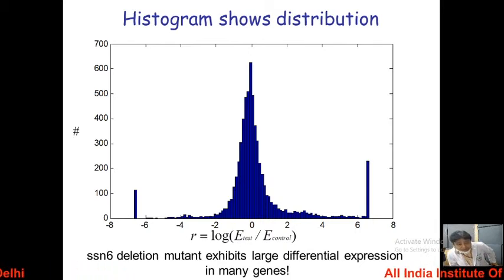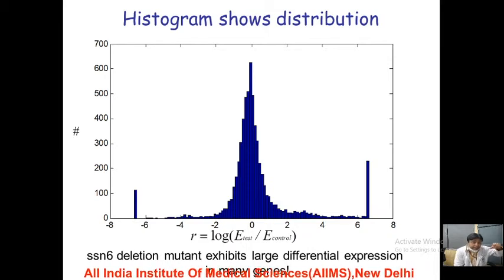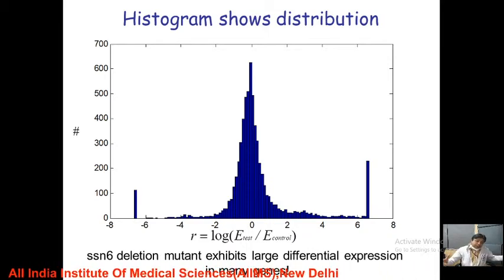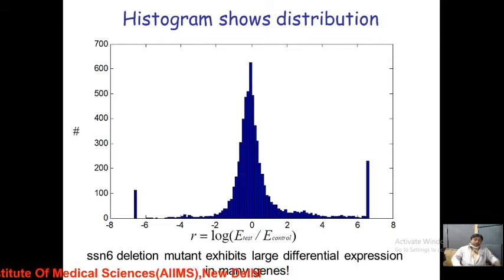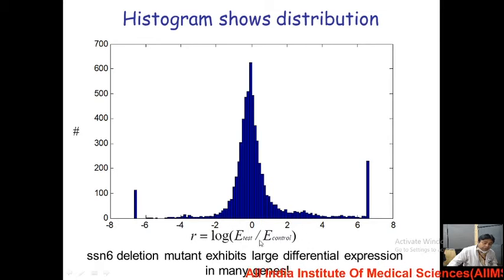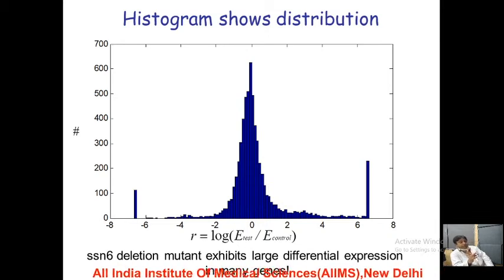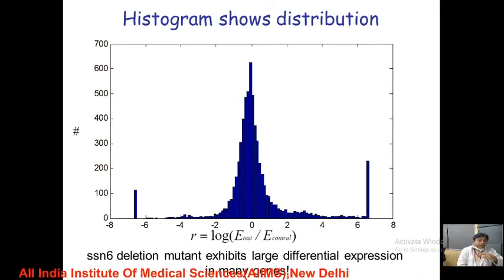So what I had mentioned over here is that, from this one, what we could interpret is that compared to ADE1 deletion, which does not have a profound influence on the gene expression profiling, if you do an SSN6 deletion, then there is so much change in the gene expression that you get a spread like this, right? Or in other words, there is a lot of differential gene expression. So that's exactly what has been said, that the SSN6 deletion mutant exhibits large differential gene expression, because it is not just concentrated near the zero, but it is stretched in both of these two directions. So this shows that SSN6 and ADE1 behave in a different way.